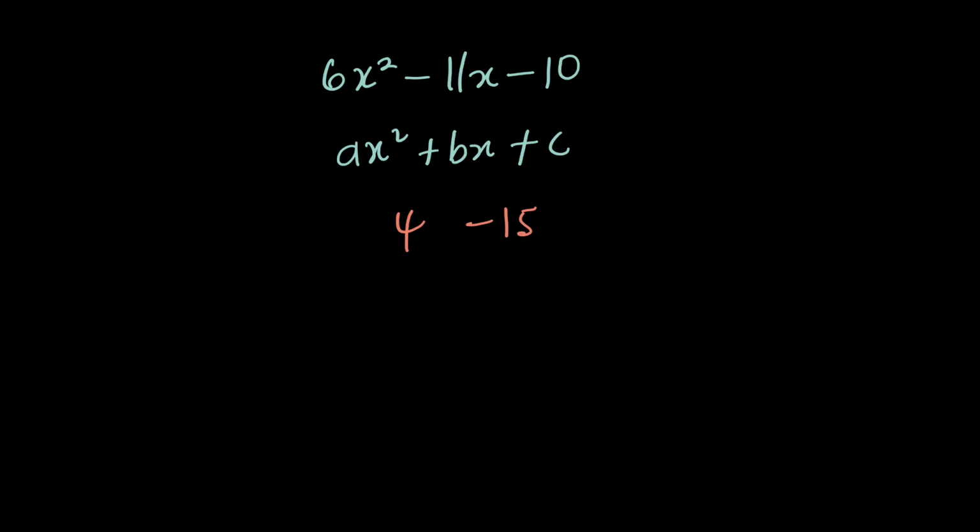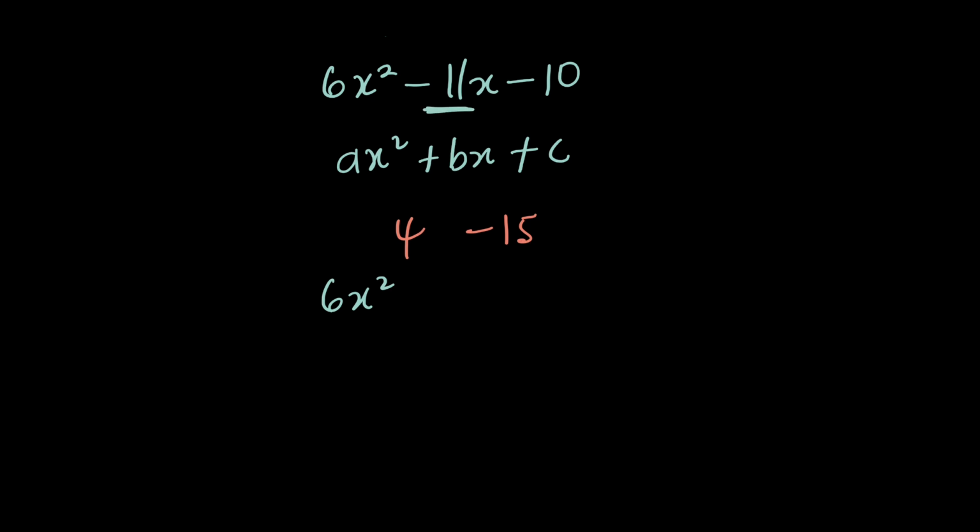So rewriting our question, we will have 6x squared. Now we have to express this 11x in terms of 4 and negative 15, because we know when we add 4 and negative 15, we get negative 11. So over here is going to be plus 4x, and then minus 15x, then we add our minus 10. Very good. So 4x plus negative 15x will give us negative 11x.